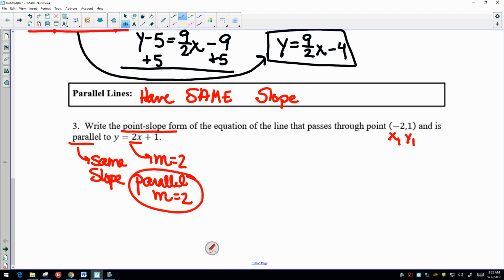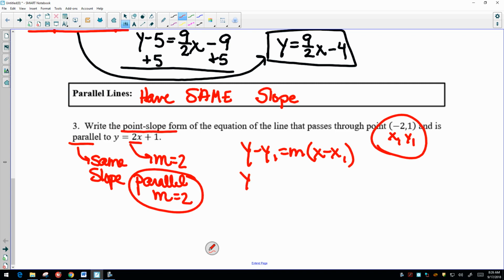So now I have a slope and I have a point, and that makes me think point slope form, especially because that's my end result is point slope form. So I'm going to start with that formula again. Write it down. The more you write it, the faster it'll be to memorize it. So we are going to plug things in.